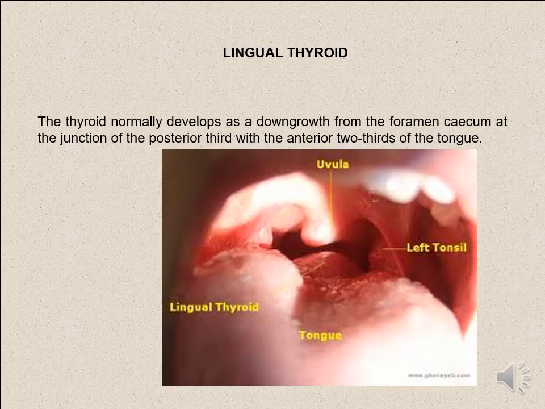Now we start with the abnormalities and diseases within the thyroid gland. We start with the lingual thyroid. The thyroid normally develops as a downgrowth from the foramen cecum at the junction of the posterior third with the anterior two-thirds of the tongue. As you see in this figure, this is the lingual thyroid on the dorsal surface of the tongue, between the anterior two-thirds and posterior third of the tongue.